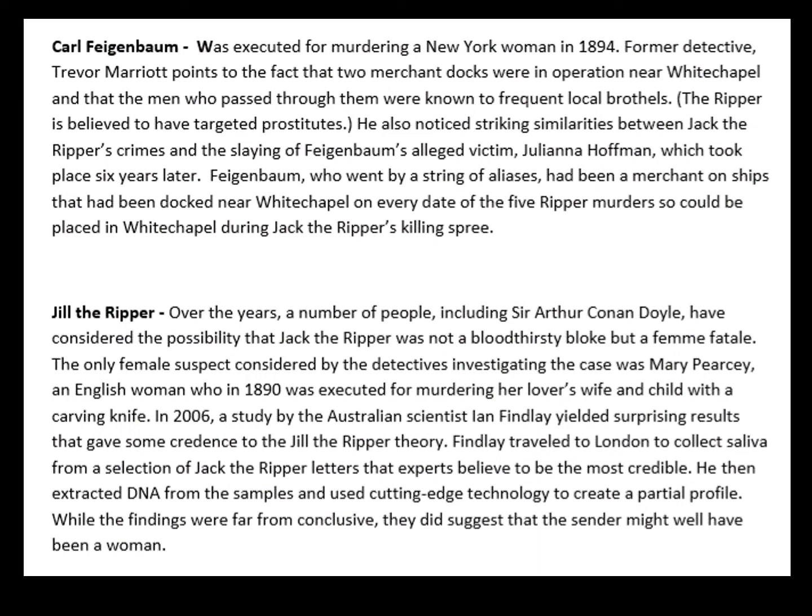And in 2006, a study by an Australian scientist called Ian Findlay actually yielded some surprising results, which gave some more evidence to this theory that it might have been a woman. He travelled to London and collected saliva samples from the Jack the Ripper letters that had been sent to newspapers and police, the ones that the police thought were probably from Jack, and then he took DNA samples from other things and used cutting edge technology to basically create a profile of what this person would have looked like. So who is this and what type of person would they have been?